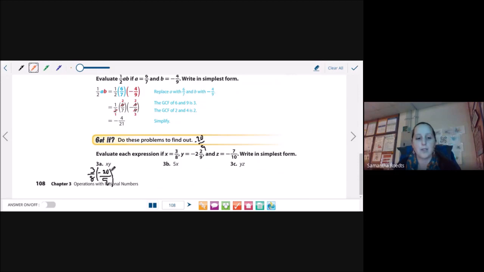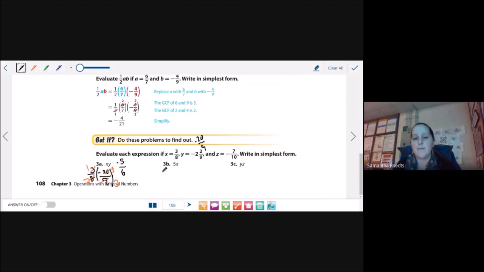Okay, I can, of course, simplify. 3 and 9 become 1 and 3, and 20 and 8 become 5 and 2. Okay, so this gives me 1 times 5, or 5, this is negative, over 2 times 3, which is 6.